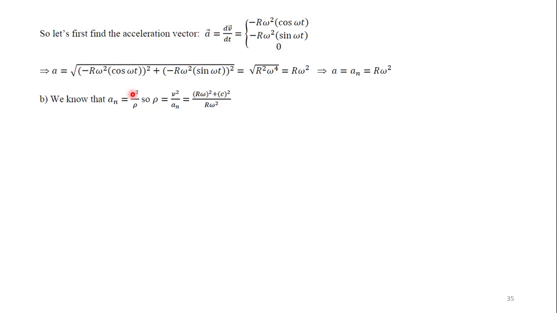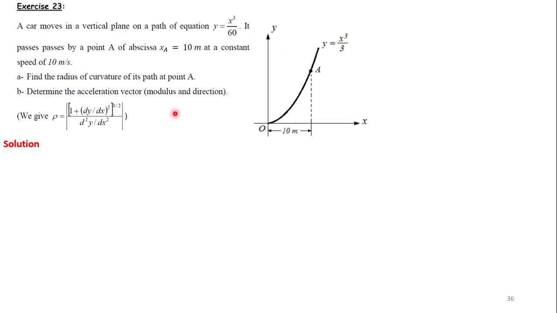We can write it, we can raise it to the power of 2, and therefore we can easily find rho. So rho is equal to v squared over an, and rho will be a function of r, omega, and c. Now let's move to exercise 23.